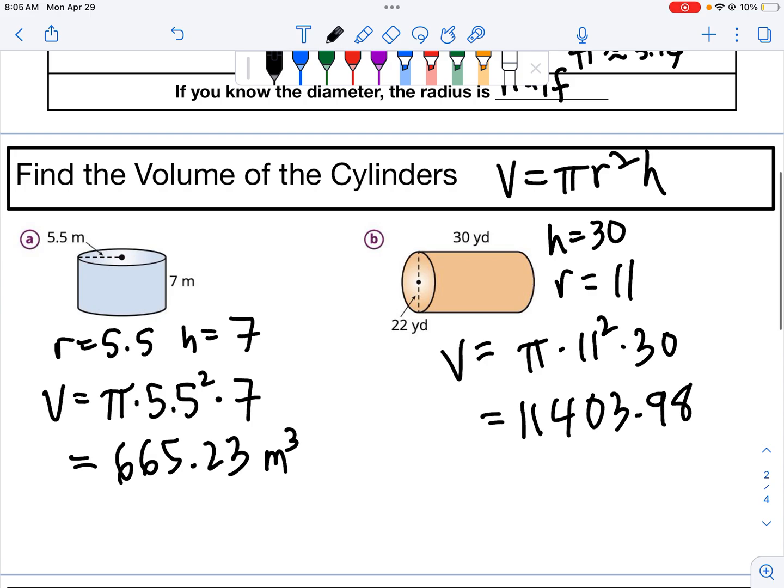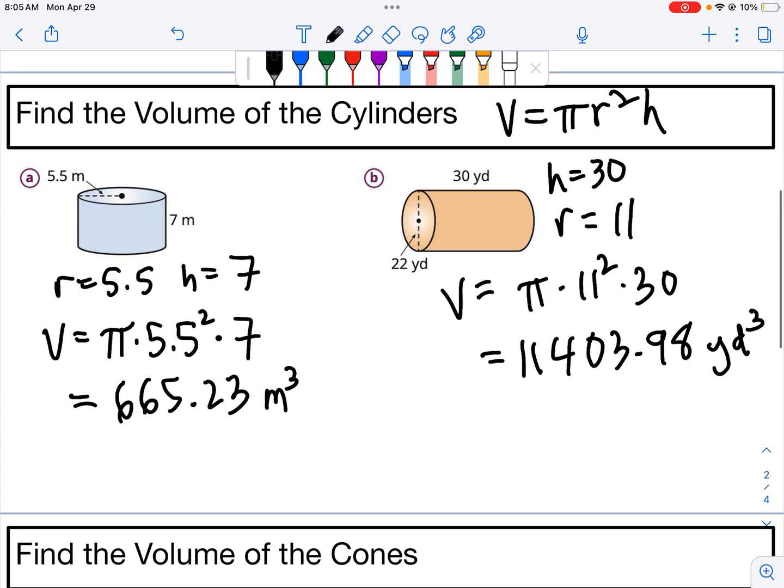All right, now here our unit is yards, so it is yards cubed. That's a lot. That's a big cylinder if you want to think about it. 30 yards is almost half a football field.